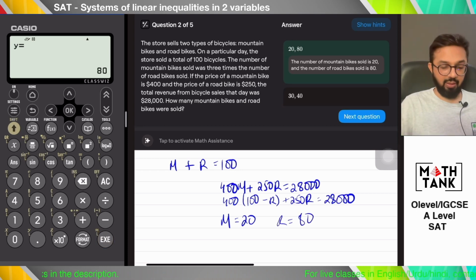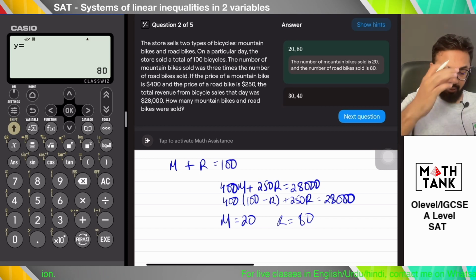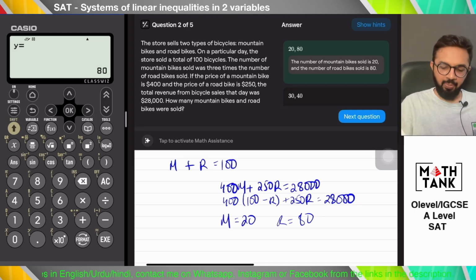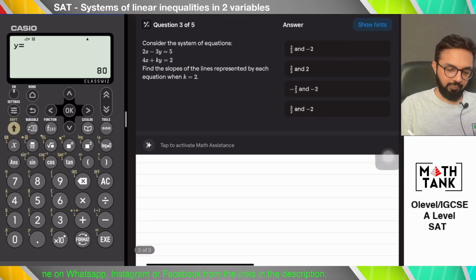The statement that the number of mountain bikes sold was three times the number of road bikes sold is not supposed to be there in the question. It's there, so that's fine. There's an error in the question. So 20 and 80 is the final answer.